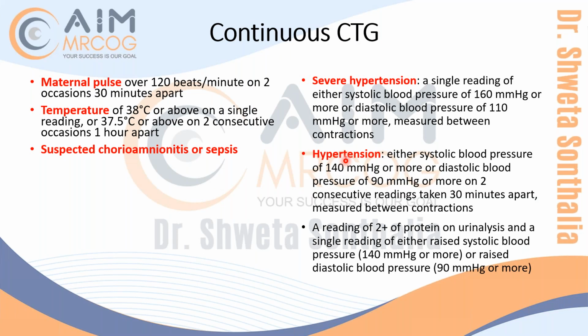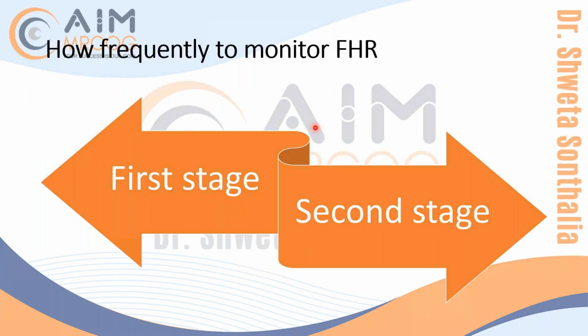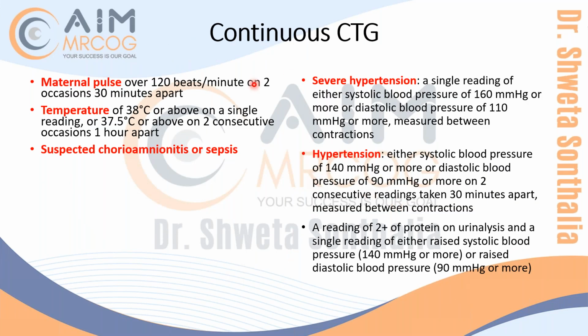So there are certain indications for continuous CTG. As I told you, we are going to monitor like this, every 15 minutes, every 5 minutes. There are certain indications for continuous CTG. So what are they? If you see the NICE intrapartum guideline, it is quite big, quite huge, a 90-page guideline. And when you read it once, nothing goes into our brain. At least 3 readings we have to do for any guideline to be remembered well.